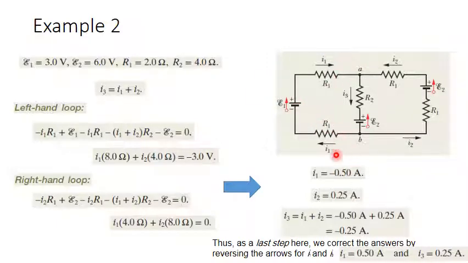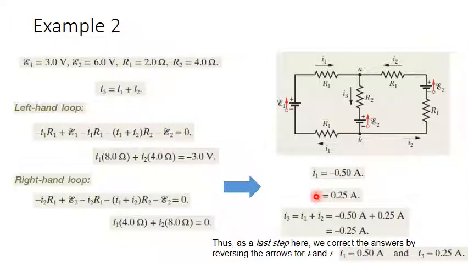So the value of I1 is 0.5, and the direction of I1 is from A to B, not from B to A, as I have assumed. But for I2, the value of the current is 0.25 ampere, and the direction is actually in the original direction that I have assumed. So regardless of what we have assumed, the calculations will tell us if this direction is correct or not. Alright? Finally, to find out I3, it would be I1 plus I2.